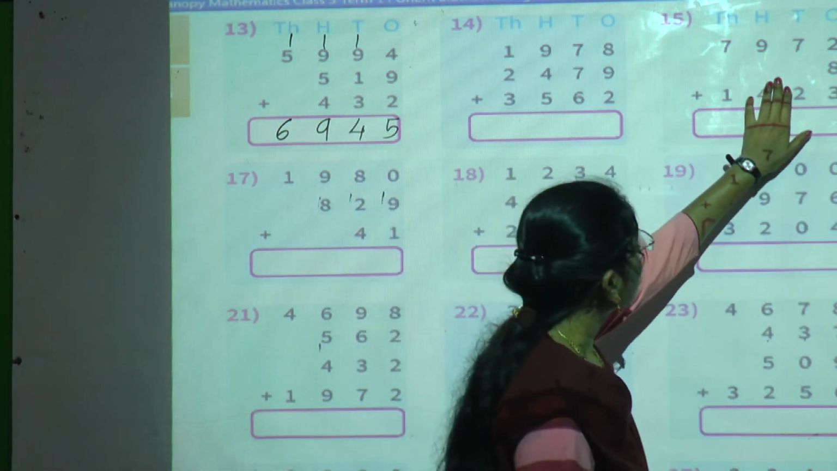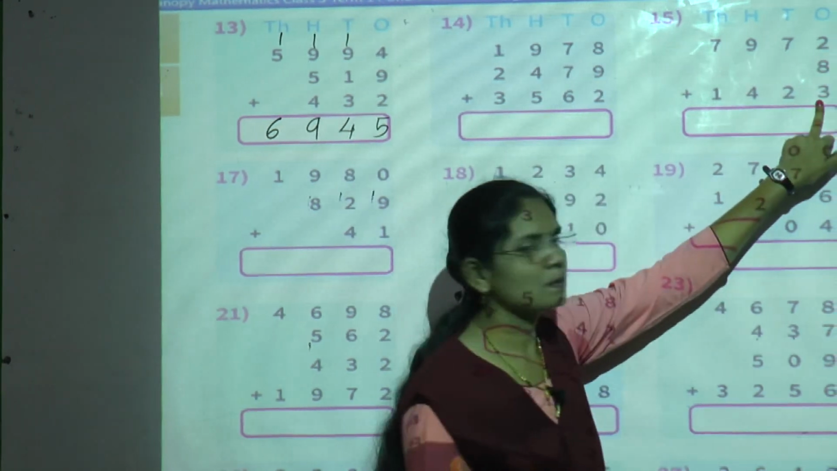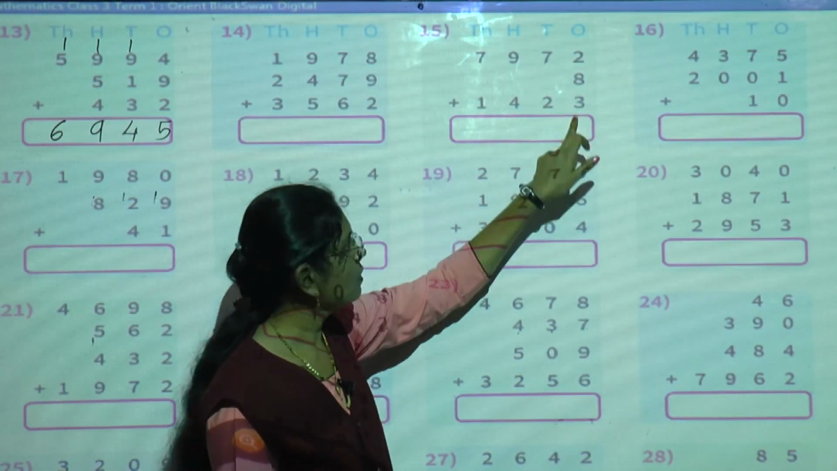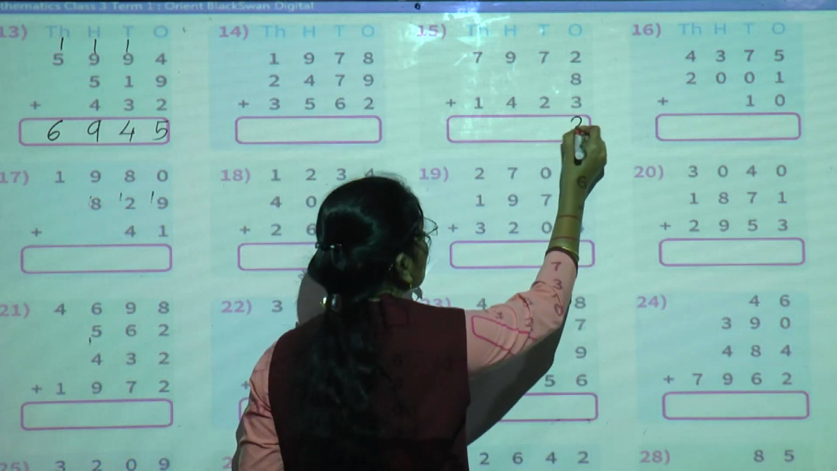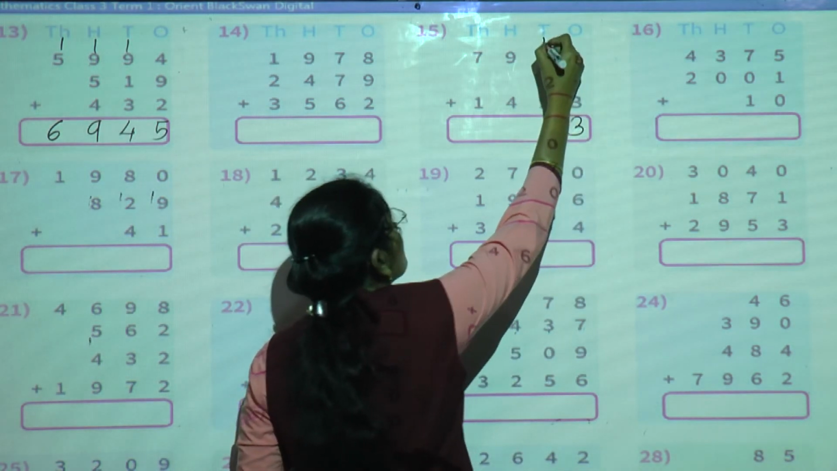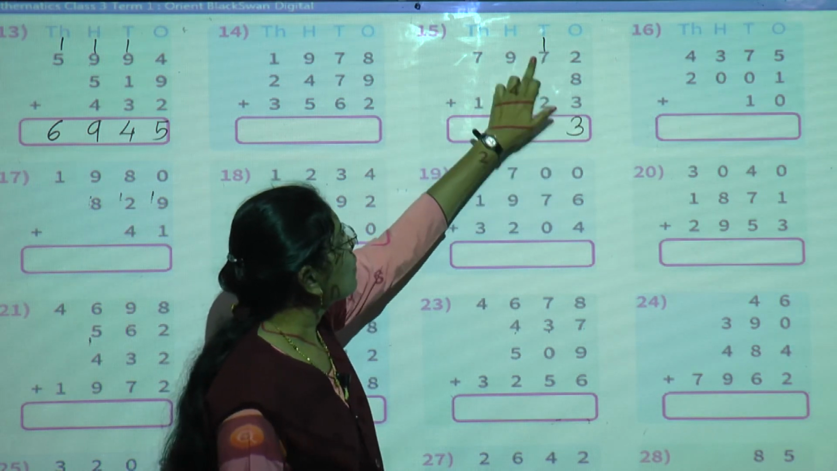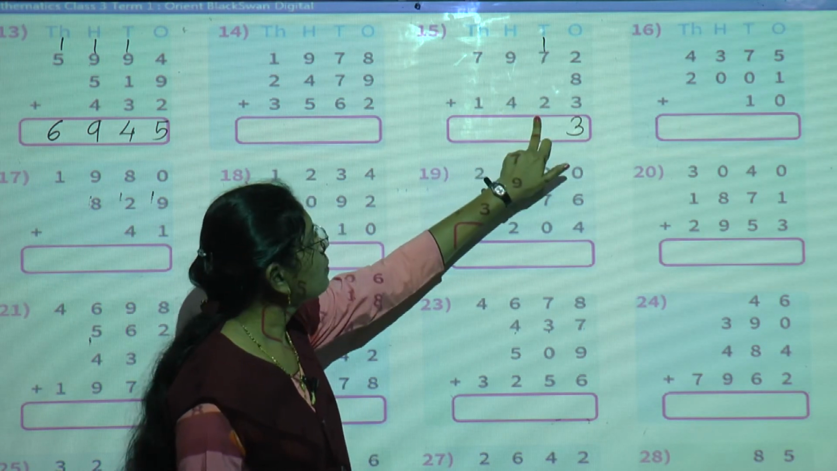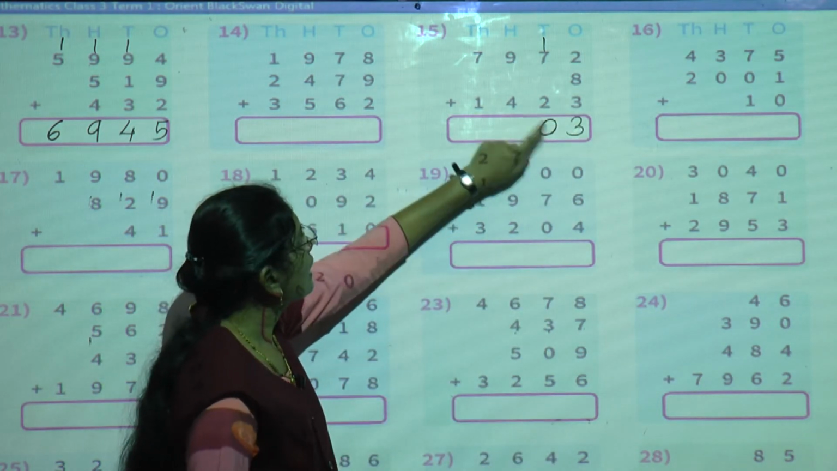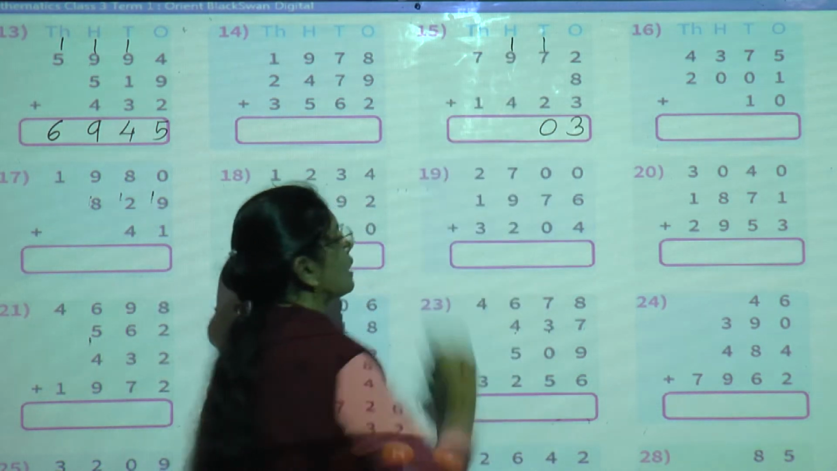See the 15th sum number. See the ones place digit. Here 2 ones plus 8 ones plus 3 ones. 2 plus 8, yes, 10. 10 plus 3, 13. Okay. So 13 ones means 3 ones and 1 ten. So we will give 1 as a carry to the tens place. Now 1 plus 7, 8. 8 plus 2, 10. Now 10 tens means 0 tens and 1 hundred. So this one we will give as a carry to the hundreds place.